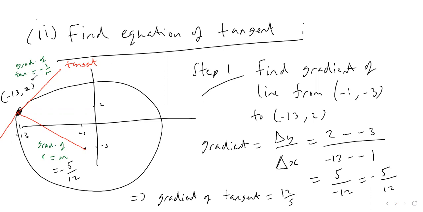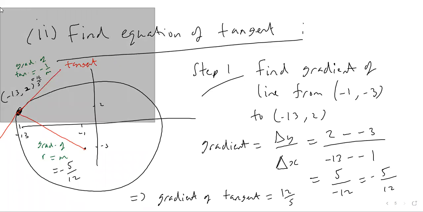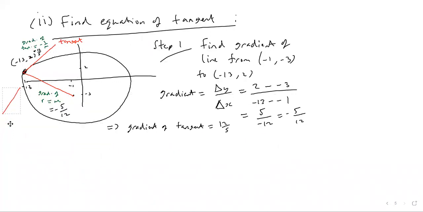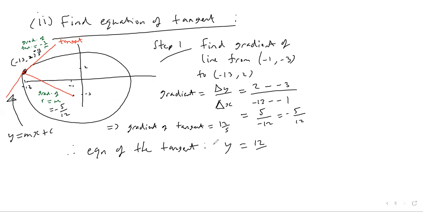So let's just fit this in. So this is 12/5. Great. Let's make the writing a little smaller so we can fit our work on the same page. Now we can write down the equation of the tangent. It's going to be y equals mx plus c. Remember, this is a straight line, so it's always y equals mx plus c. So y equals the gradient 12/5 times x plus a c value, or y-intercept, that we don't know.